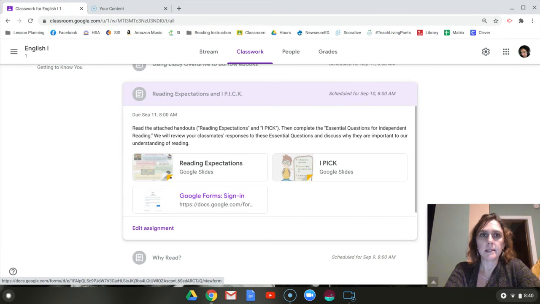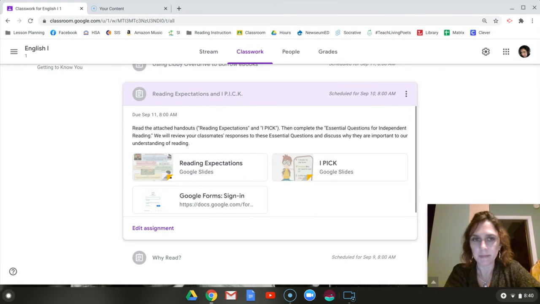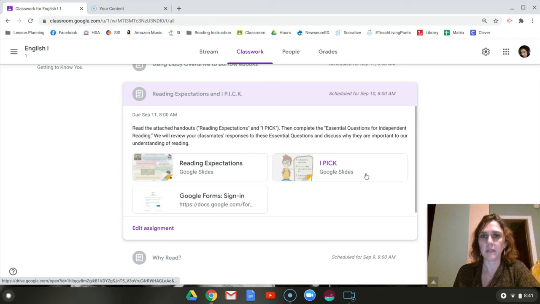All right, today's assignment on Google Classroom is called Reading Expectations and I Pick. When you look at the assignment for today, it says, read the attached handouts, the reading expectations and I Pick. That's this one here and this one here. Then complete the essential questions for independent reading. That's here in the Google Forms, okay?